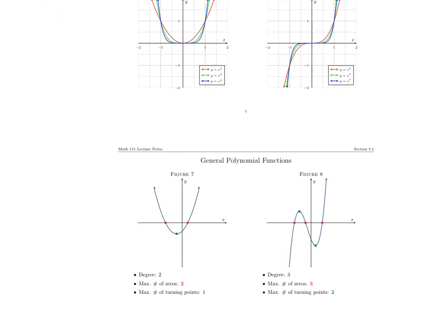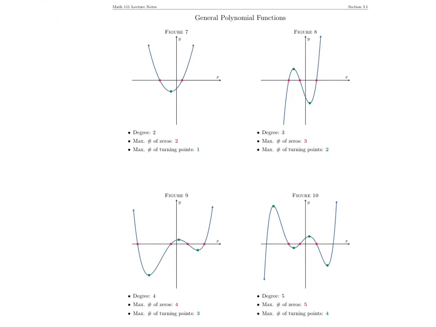I'm going to scroll up. So here we have some general functions. It gives me the degree, the maximum number of zeros, and then the maximum number of terms. Something I want you to notice here is that if the degree is 2, the maximum number of zeros is 2. Degree is 3, maximum number of zeros is 3. 4 and 4, 5 and 5.